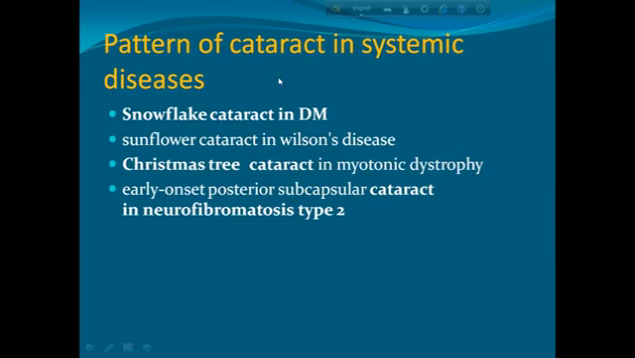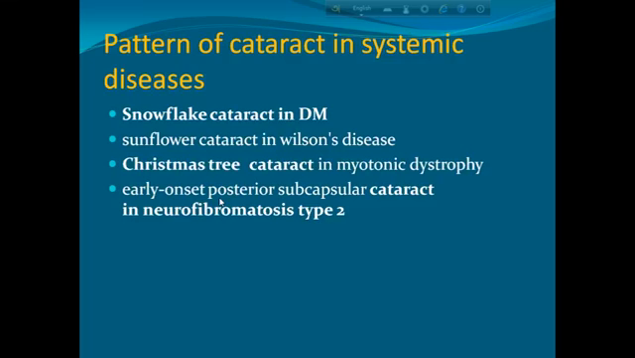Snowflake cataract. In Wilson disease, you know, a cataract develops. The particular name is sunflower cataract. In myotonic dystrophy, a cataract may develop. The name is Christmas tree cataract. And in the disease neurofibromatosis, a cataract develops. The name is especially shield cataract also. Shield cataract.